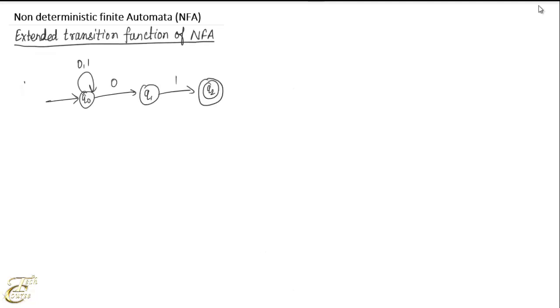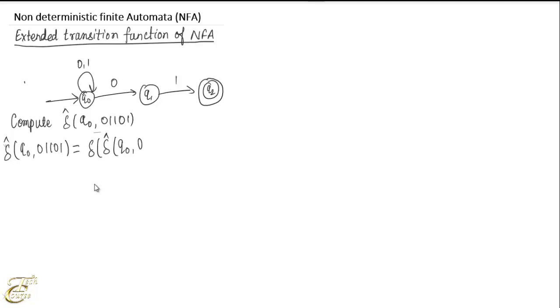Consider an example. Compute the value of delta cap of Q0 comma 01101. We will compute the value of this by using the inductive definition of the extended transition function. To compute this, we first compute delta cap of Q0 comma 010, and from those states we then finally read this last symbol 1. That means delta cap of Q0 comma 01101 equals delta of delta cap of Q0 comma 0110, where this is X and this last symbol 1 is A, which equals delta of delta cap of Q0 comma 011, comma 0, comma 1.